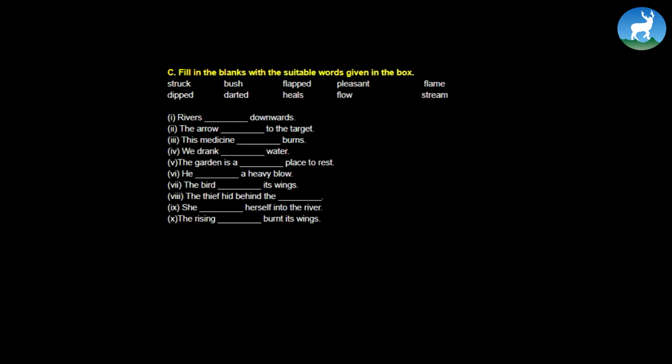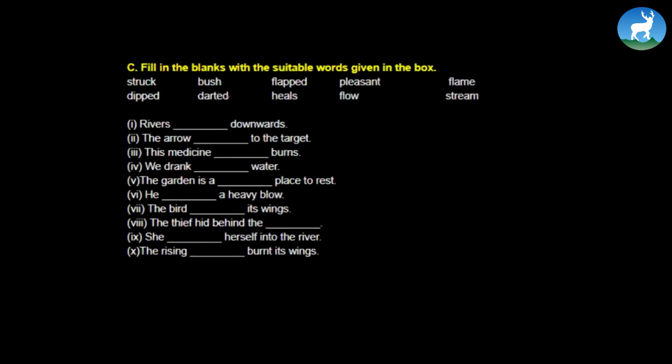Fill in the blanks with suitable words given in the box. Now here are the words given in the box and we'll have to fill in the blanks. Rivers downward. So what do you say is the answer? Rivers flow downwards. The arrow darted. The arrow darted to the target. The rising flame burned its wings. See, there's a very simple fill in the blanks which you can do in the classroom. Of course, the words are given here in the box. So just choose the correct word and fill in the blanks. This certainly you can do in the classroom. Let's continue further.